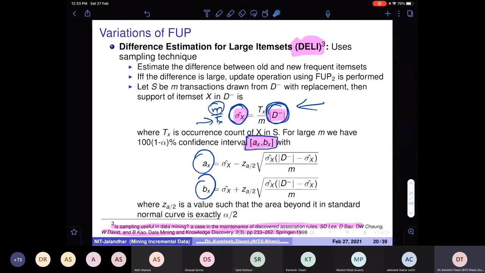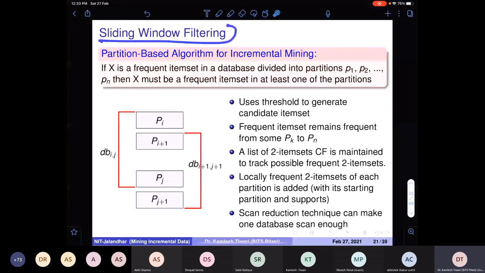Next is also a very interesting idea, sliding window filtering. What does it mean? Let's assume that all the items are coming to you, and initially your database was this; then this portion has been removed and this portion has been added. You can think of it as a sliding window. After that, you consider another part for your processing. So you can slide one by one and find out what is in each window.